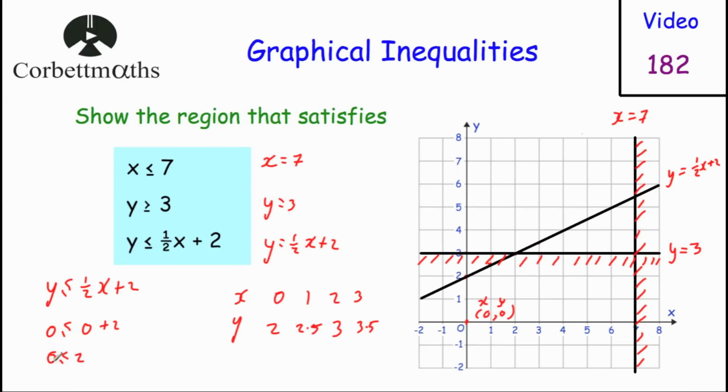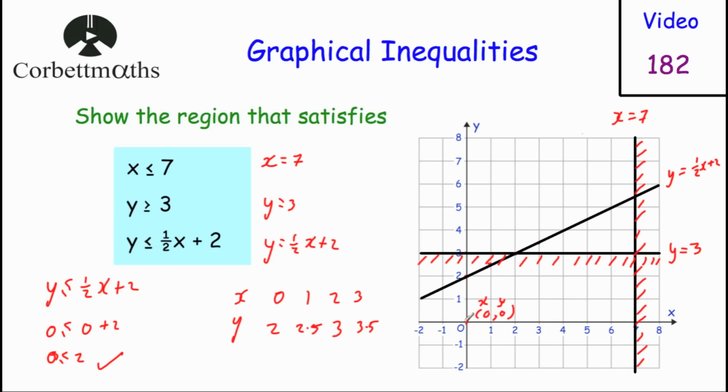Now let's have a look at this inequality. We've got 0 is less than or equal to 2. Well, 0 is less than 2. So that means that this inequality works, okay? If we had something like 9 over here and we had 9 is less than or equal to 2, it wouldn't work because 9 is not less than or equal to 2. But here we had 0 is less than or equal to 2, so that works.